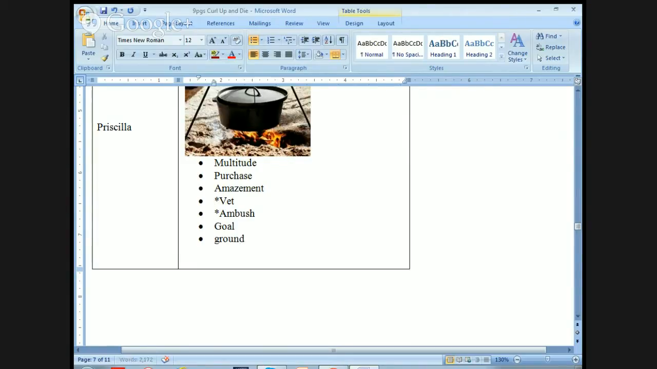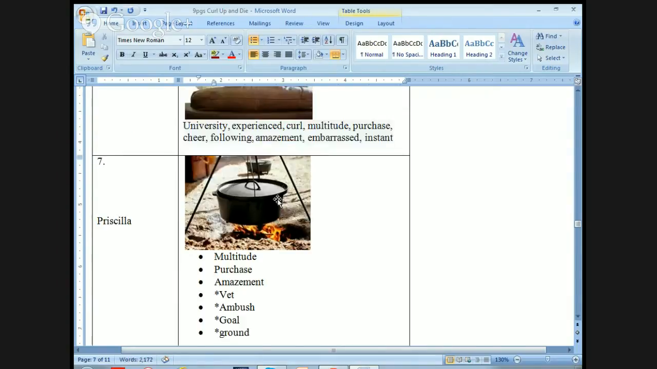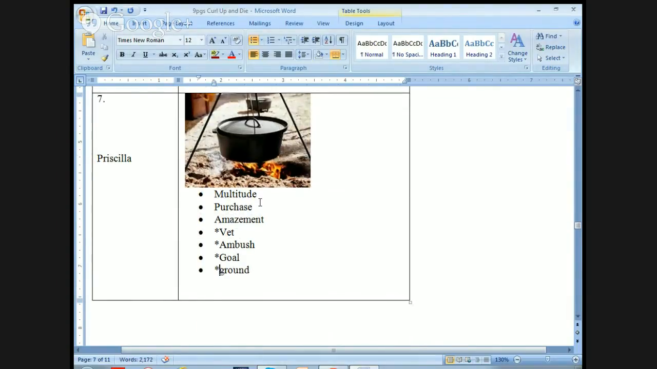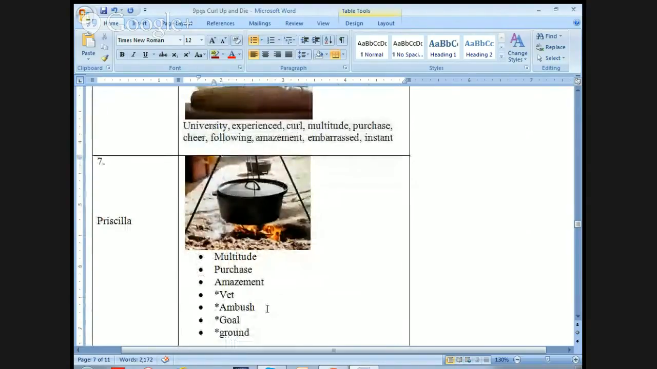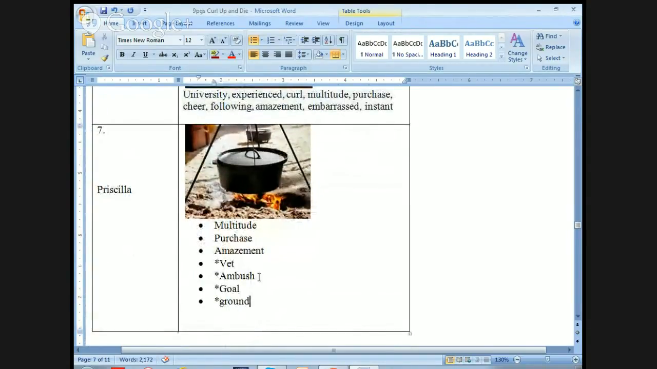So your goal is to look at your picture, and then create a little story for us that we can see if it makes sense. It doesn't have to make too much sense, but I want you to use words. So my words are multitude, purchase, amazement, vet, ambush, goal, and ground. Okay, here I go.